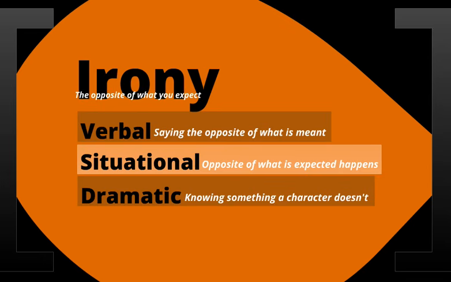Situational irony is what we usually think of when we think of irony. That's when the situation that you're in is the opposite of what you expected. It's the opposite of what you expect is what happens. And then finally, we have dramatic irony. That's when we know something as the reader or as the audience that the character does not know. And usually it's something that they really do need to know. They just don't know it. However, we do, and that's where we get the opposite aspect of irony.